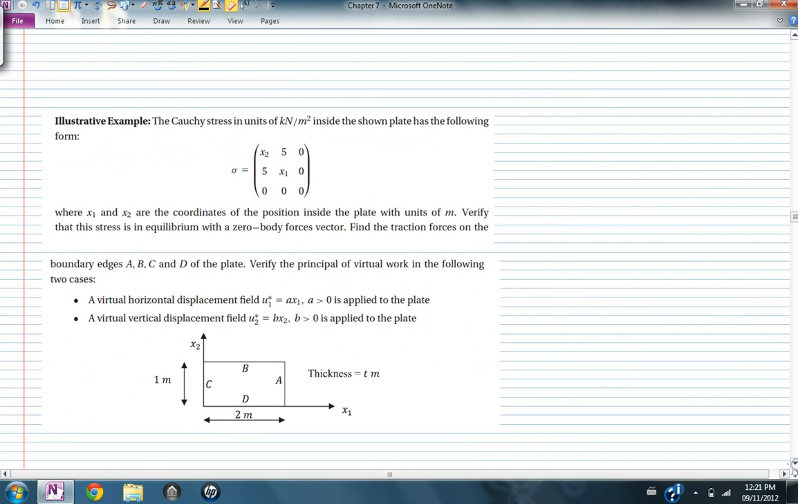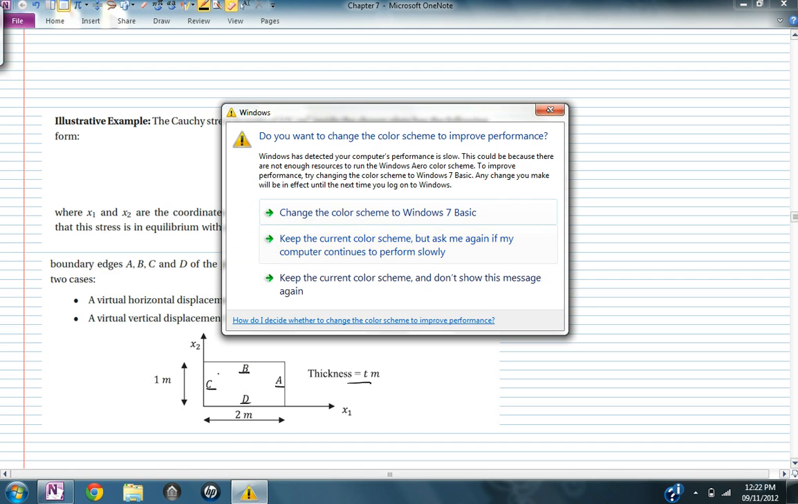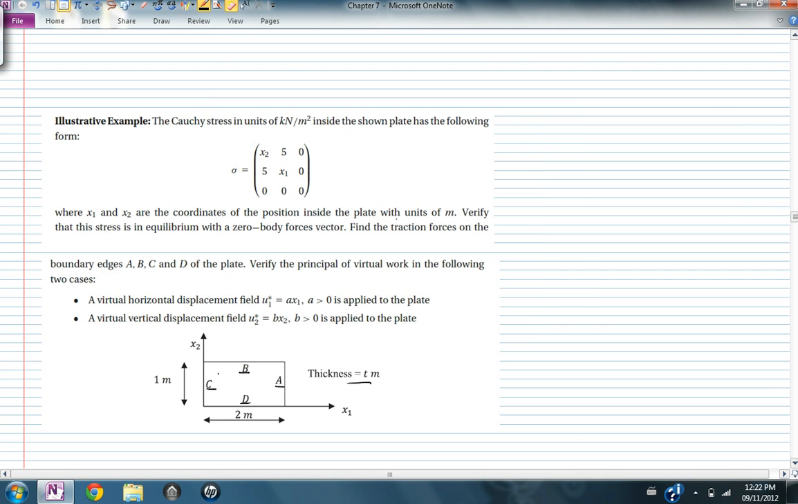So I have a plate. Thickness of the plate is T equal to T. The dimensions are 2 multiplied by 1. It has 4 boundaries: boundary A, boundary B, boundary C, and boundary D. And the stress at every point inside that plate is equal to this matrix: x2, 5, 0, 5, x1, 0, 3 zeros, and the stress is a function of the position. x1 and x2 are the coordinates of the position inside the plate with units in meter. And this is in kPa or kilonewton per meter squared.